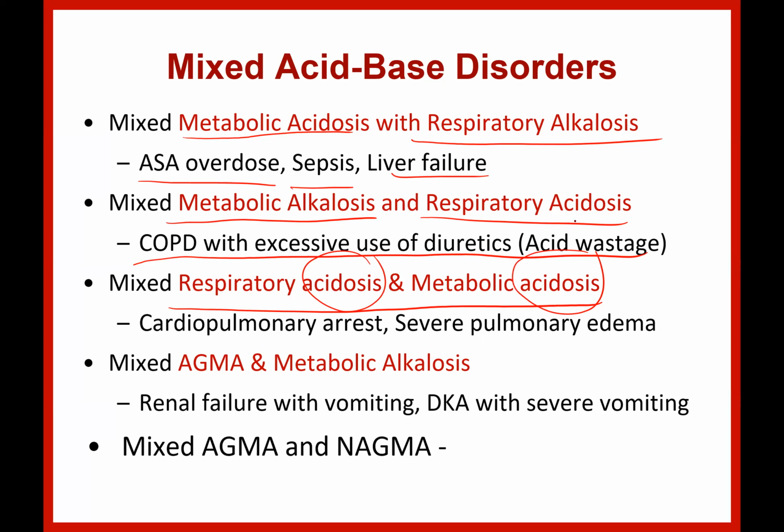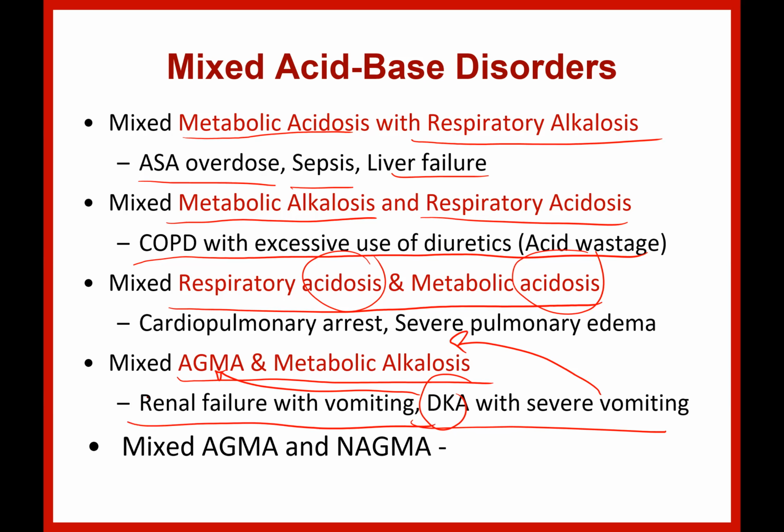Another combination could be AGMA and metabolic alkalosis, that is, anion gap metabolic acidosis with metabolic alkalosis. For example, a patient who has diabetic ketoacidosis has developed severe vomiting. What happens? The DKA produces anion gap metabolic acidosis. The vomiting produces alkalosis. Or people who had renal failure with vomiting: renal failure produces AGMA, vomiting produces metabolic alkalosis, a combination.